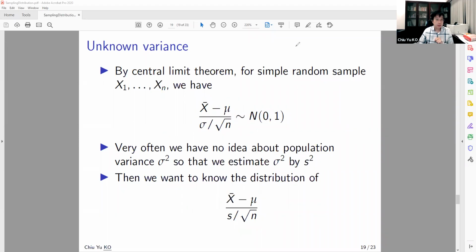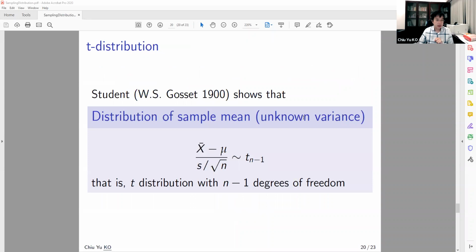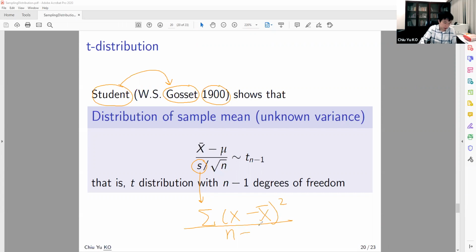Now, the answer is rather simple. Student, the pen name of a statistician, Gosset, 120 years ago, showed what happens if you replace sigma by the sample standard deviation, where the sample variance is defined as the sum of (x minus x bar) squared over n minus 1.